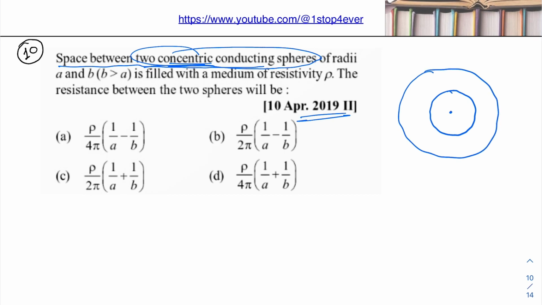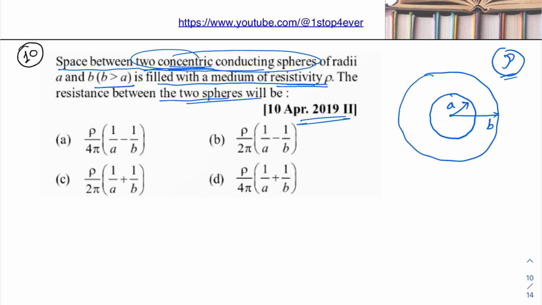Now this is your center. Let the radius of the inner sphere be A, and this the radius of B, as B is greater than A. The space between the two concentric spheres of radius A and B is filled with a material of resistivity rho. The resistance between the two spheres will be? Here the resistivity of the material is given as rho.